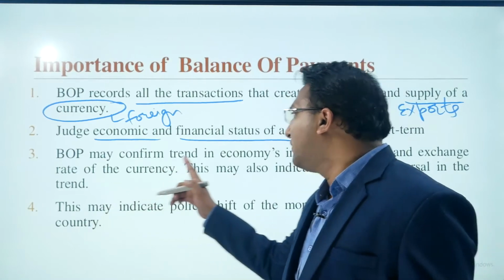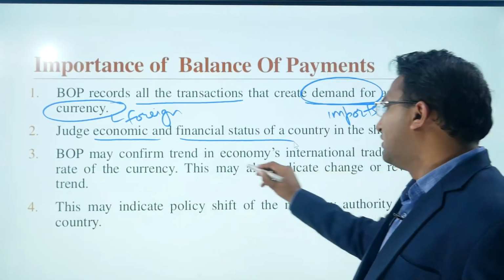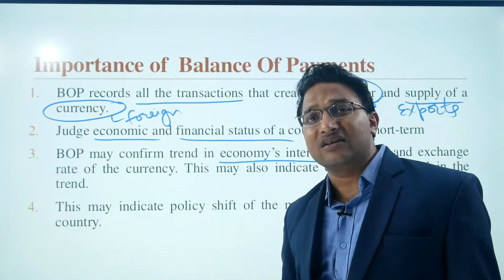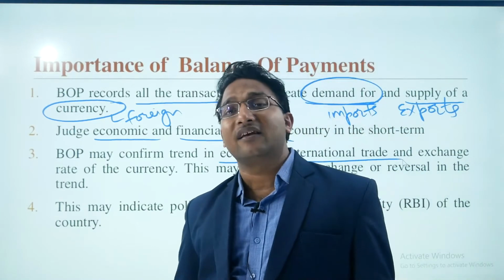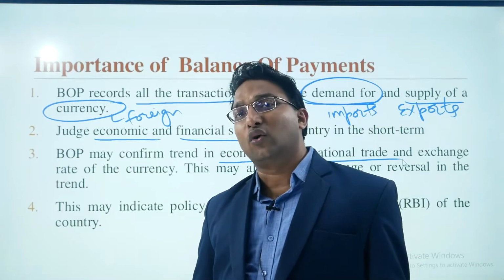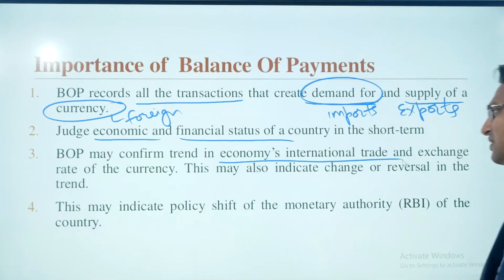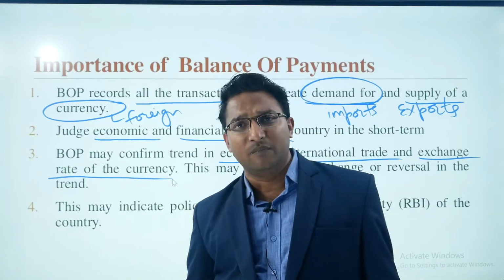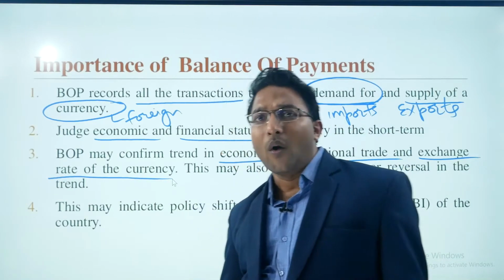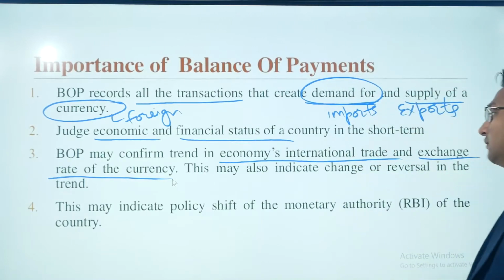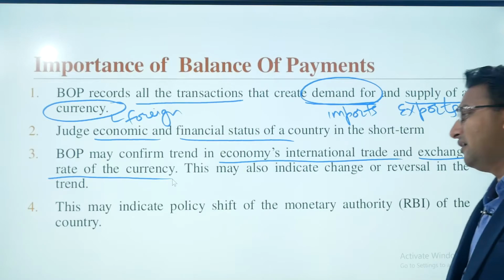The BOP may confirm the trend in an economy's international trade, right? So whether international trade is increasing or decreasing, what is the share of India in the total exports of the world, what is the share of India in the total imports of the world. So that trend can be seen. And the exchange rate of the currency. Why is our exchange rate increasing? Is it because of high demand or is it because of less supply? Why is the cost of imported goods increasing or decreasing? So all these trends we can see.